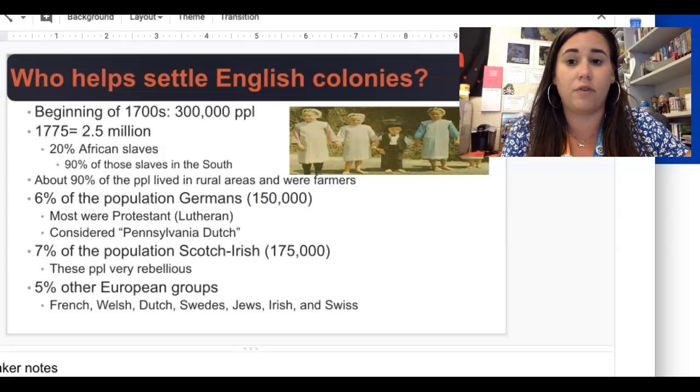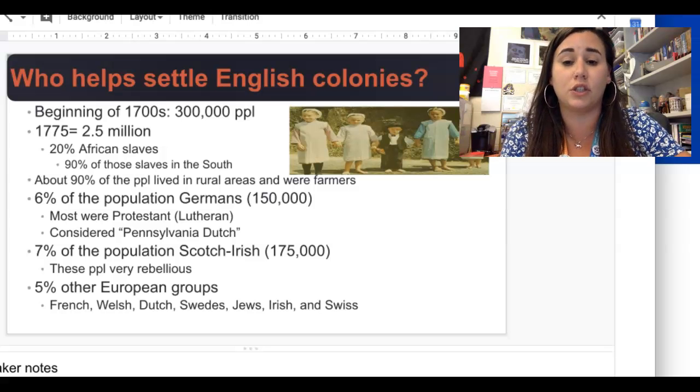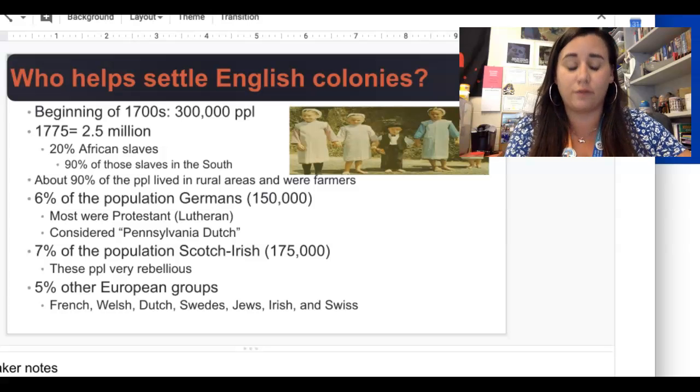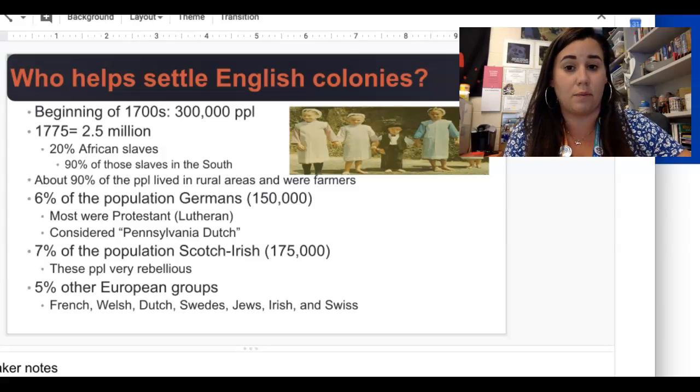20% of that population in 1775 were enslaved people from Africa. 90% of that population is located in the southern colonies. About 90% of the total population lived in rural areas and were farmers. Not a lot of cities are developed on the eve of the American Revolution.